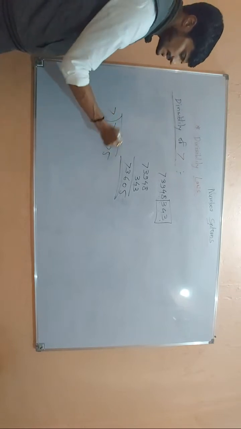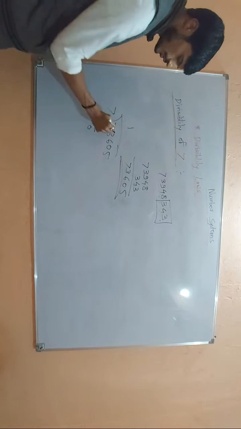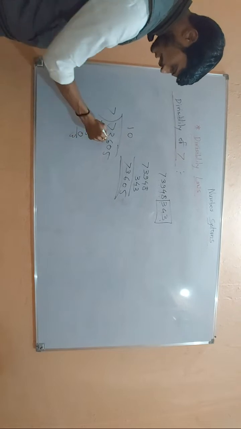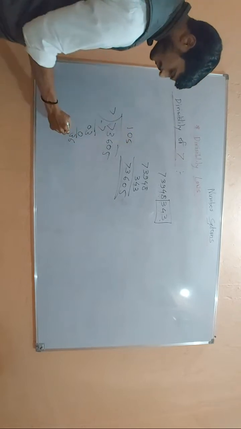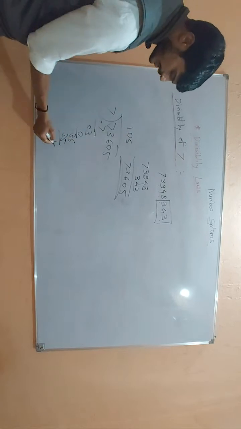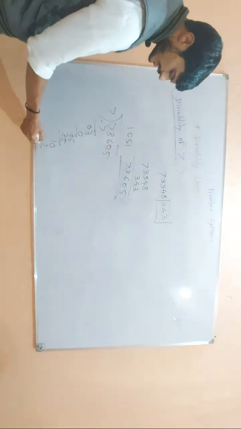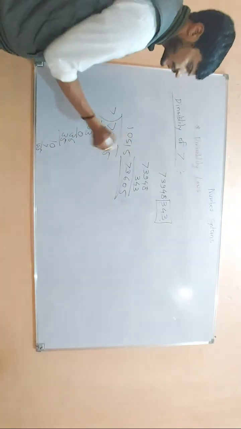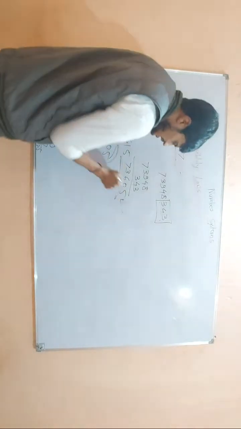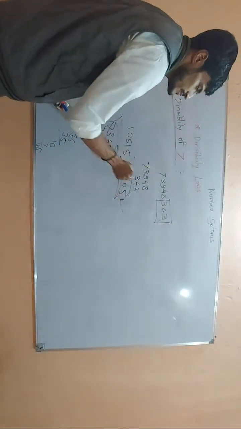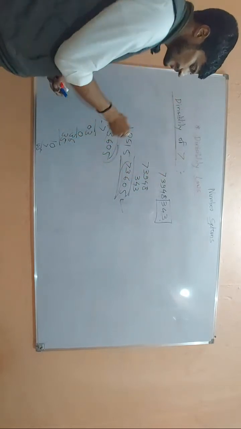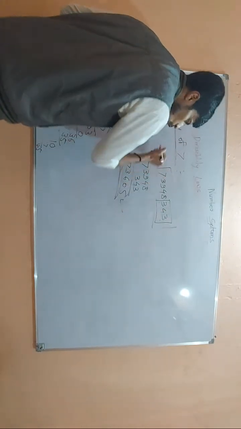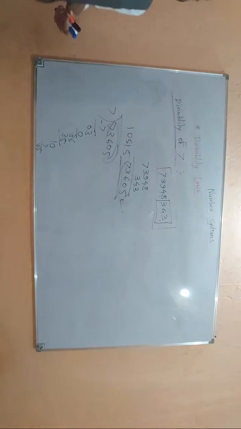73605 divided by 7. 7 ones are 7. Remainder will be 0. I will take here 3. 7, here will be 0. 3, I will take here 6. Then 7 5s are 35. 1 will be there. I will take this 0. 7 ones are again 7. Here will be 3 remainder, and I will take here 5. And 7 5s are 35. So this number is divisible by 7. So you can directly mention that this whole number is divisible by 7.